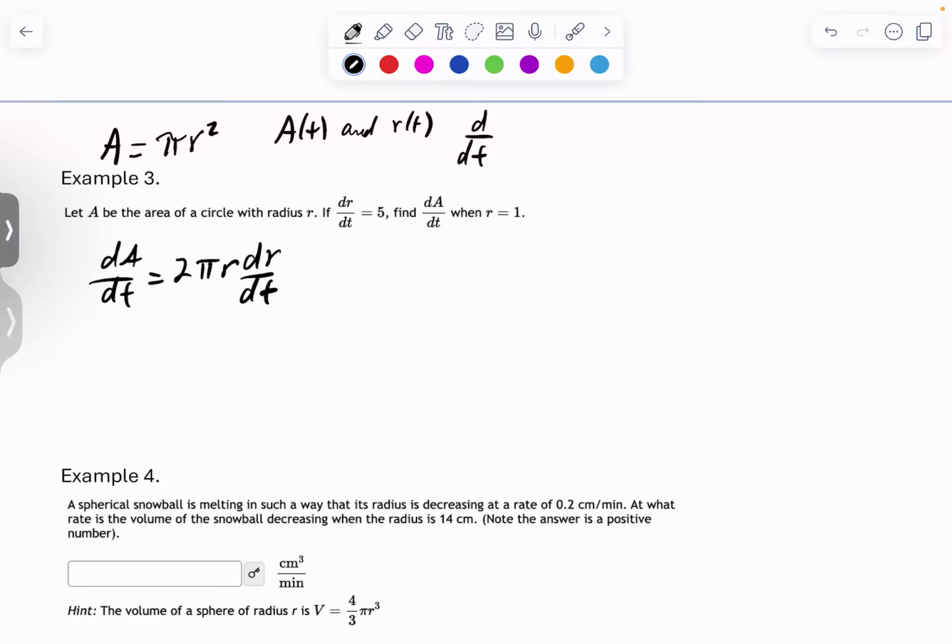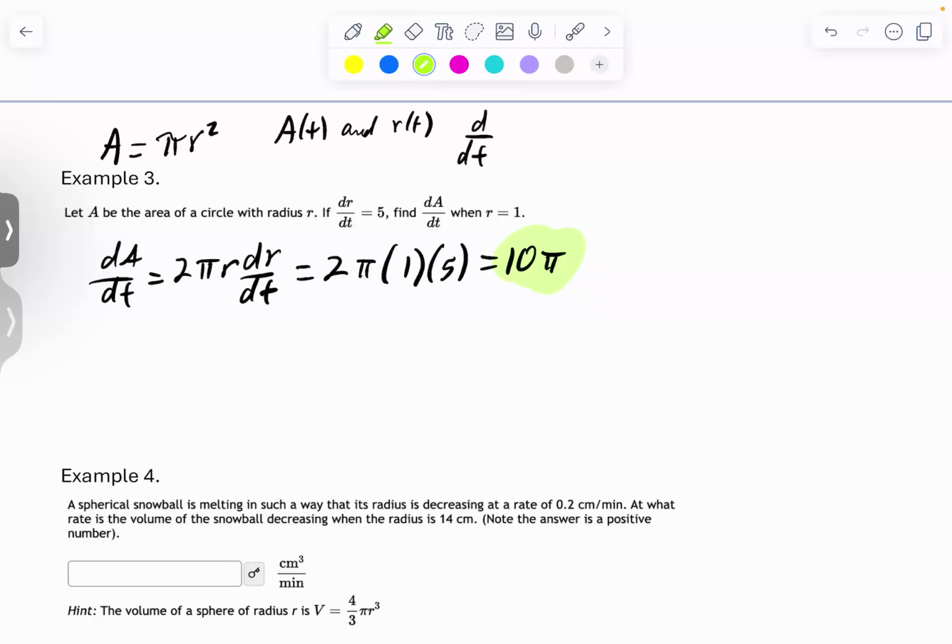And it says, let this be the area, and we want to find dA dt when r equals 1 and dr dt equals 5. So they've given us all the information. r is 1, dr dt is 5, and that gives us 10 pi. And so that is the rate at which the area of this circle is changing. It doesn't give us any units, but it would be something like square centimeters per second or per minute or whatever it is that we're trying to get to.